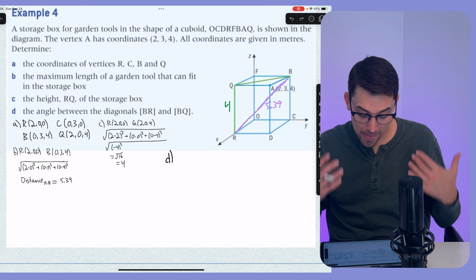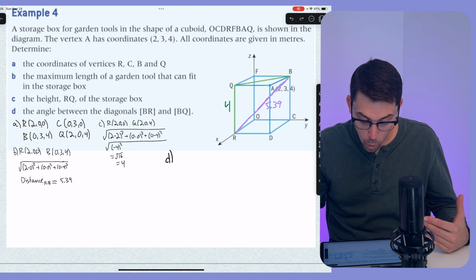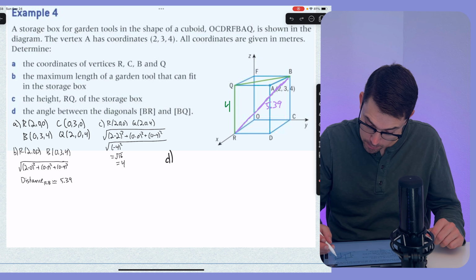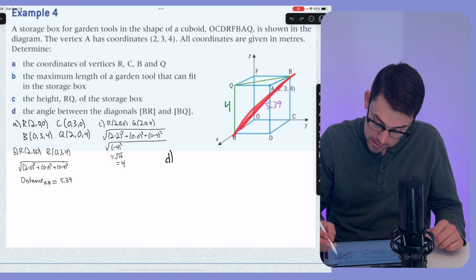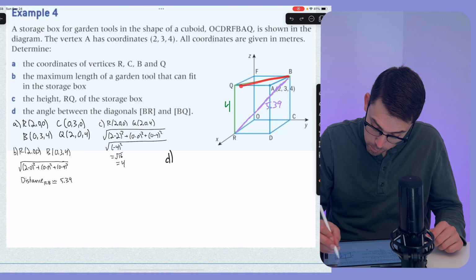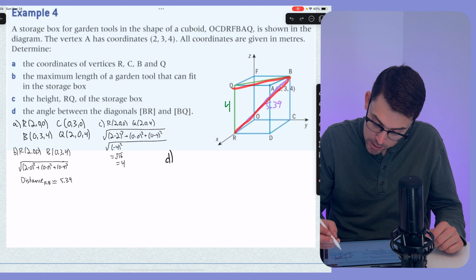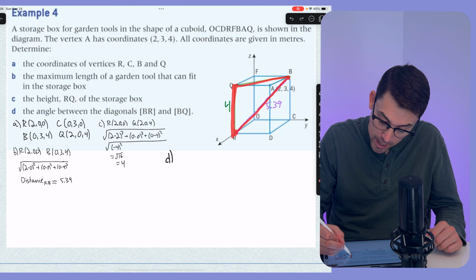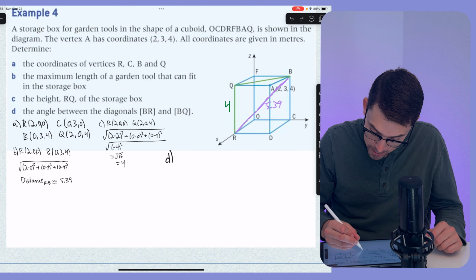So part D is asking us, what exactly is the angle between BR, which is going to be right here? We said that that has a length of about 5.39 when we approximate it, and then BQ. If I take this into consideration, and I know that the end of this point and then the end of this right here is going to be the height of it, well, let's actually draw that out as a triangle.